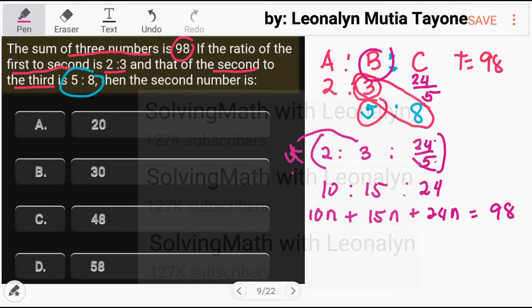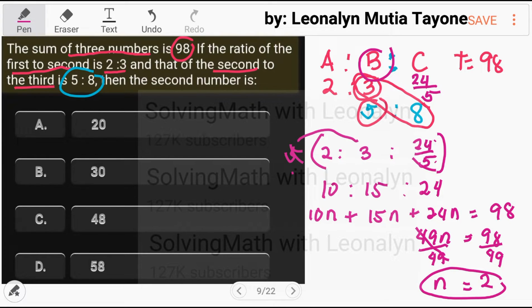I-add na natin itong mga same terms na ito. 10n plus 15n plus 24n, and that is equals to 49n equals 98. Para makuha natin yung value ni n, since si 49 pang multiply sa n, pang divide na ngayon siya sa 98. Or, we will divide 49 to both sides para ma-cancel out. So, si n na. Isolated na si n. So, n is equals to 98 divided by 49, and that is equals to 2. So, ang value ni n dito ay 2.